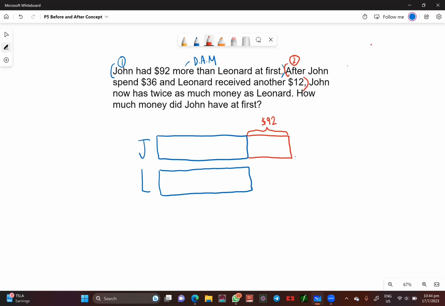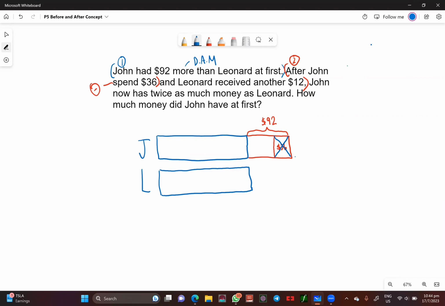In sentence number two, it says that John spent $36, so you have to reflect that. When I say that John spent $36, what I'm trying to say is that I have to remove that $36 from John, and I will remove $36 from here. This is the reason why I want my $92 to be outside. If $92 is in the model, there's no way I can actually show it that way. It's extremely important.